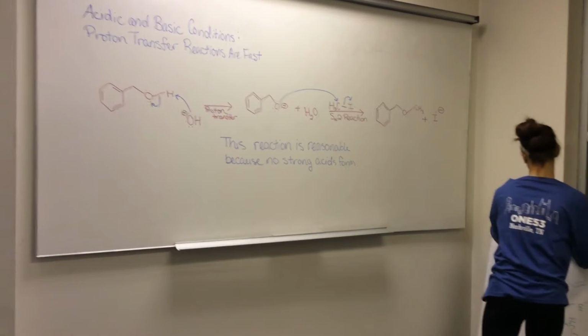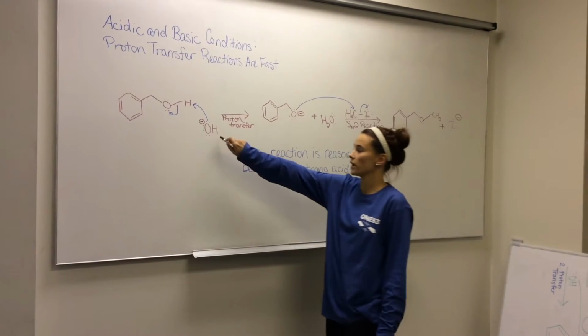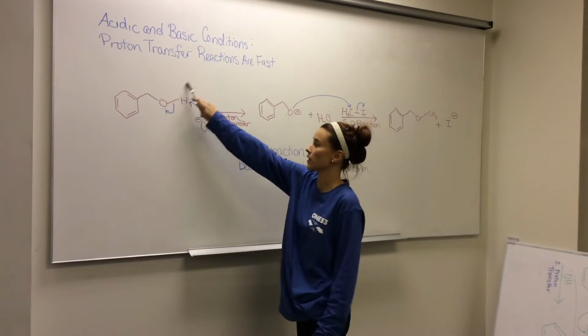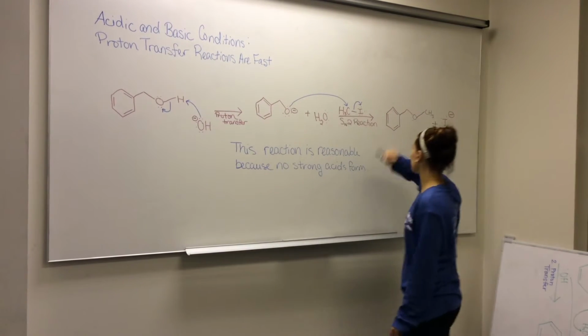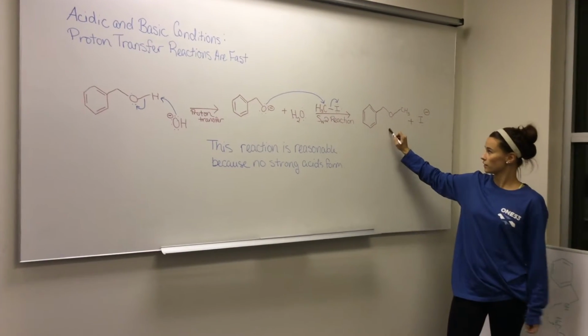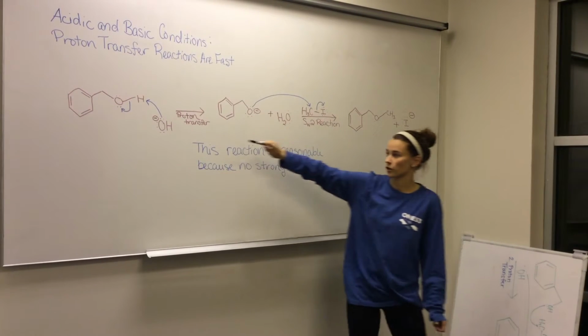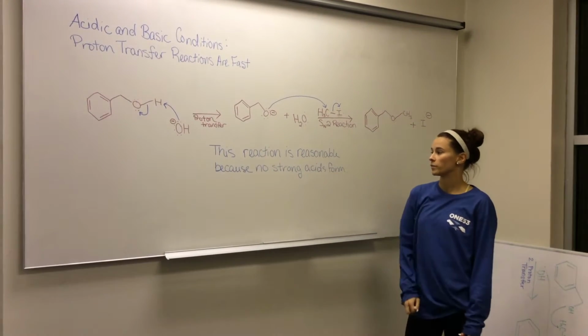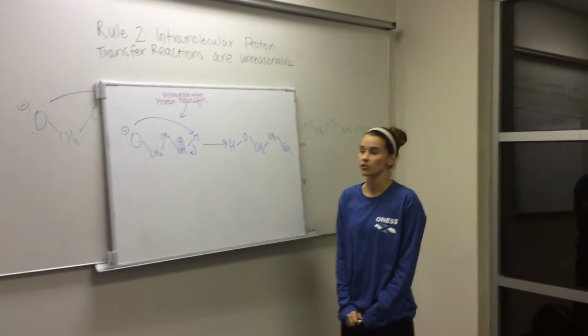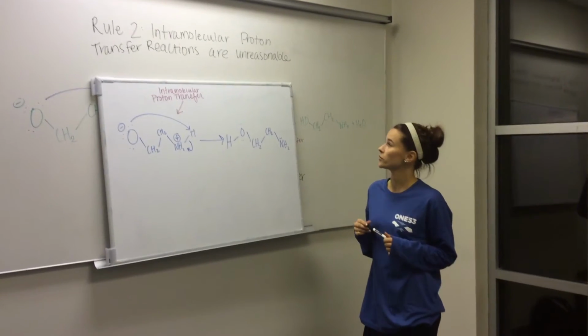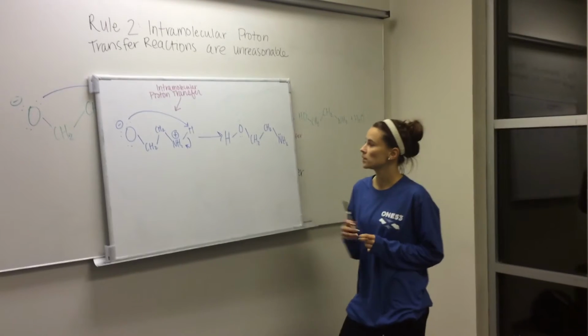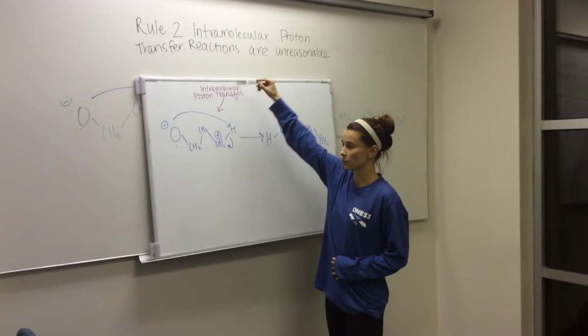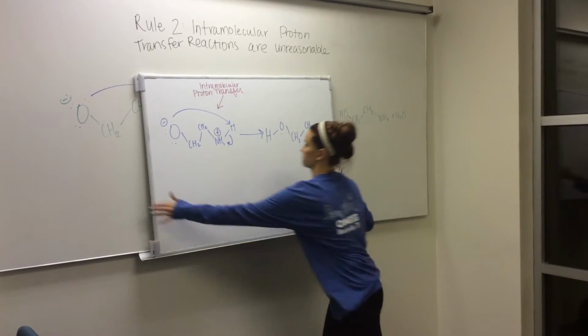This one, however, OH acting as a strong base comes in and takes away the hydrogen, and we never have the strong acid form over here. So in the order of proton transfer and then SN2, this reaction works and is reasonable because no strong acids form. So rule number 2 is that intermolecular proton transfer reactions are unreasonable. Here, the protons are being transferred within the same molecule, so that doesn't work.